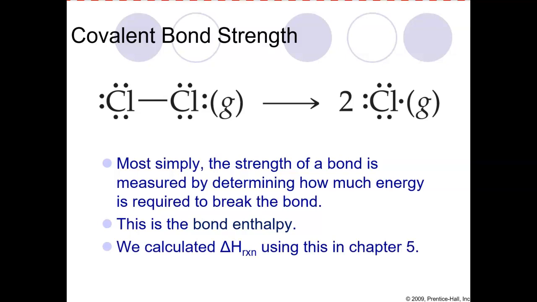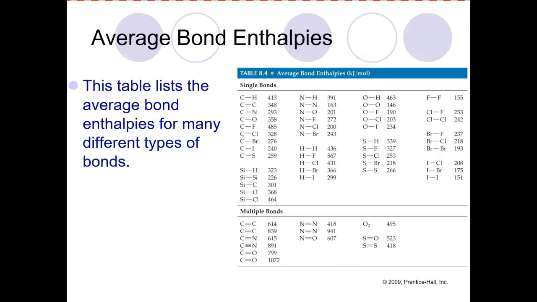So bond enthalpy is delta H using bonds. We saw this table in Chapter 5 where there were lots of different bonds with numbers next to them. Those numbers are how much energy it would take, in kilojoules per mole, to break one of those types of bonds. Every bond has a different number. At the bottom, where it says multiple bonds, that's where we have double and triple bonds. I think it makes sense that a triple bond is more difficult to break than a double bond, and a double bond is more difficult to break than a single bond.